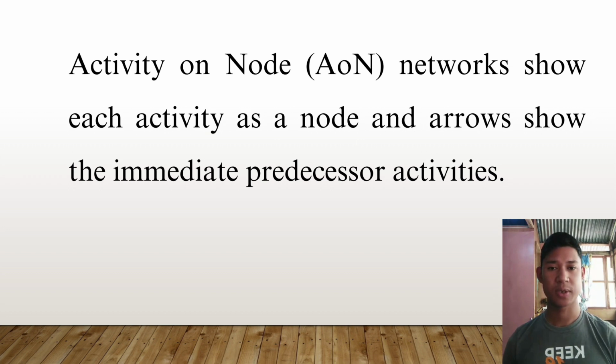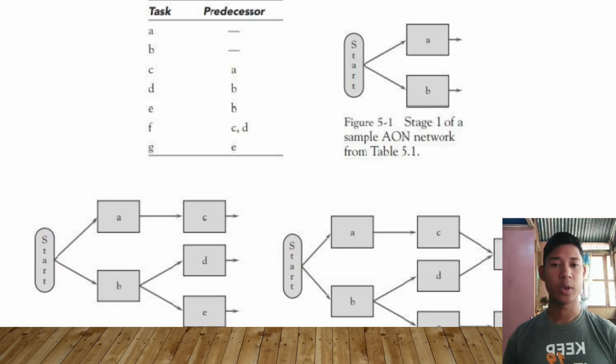Activity on node network shows each activity as a node, and arrows show the immediate predecessor activities. In activity on node, we draw boxes or rectangles to represent tasks. Each box represents a task you need to do. Arrows show which task needs to be done before another can start.